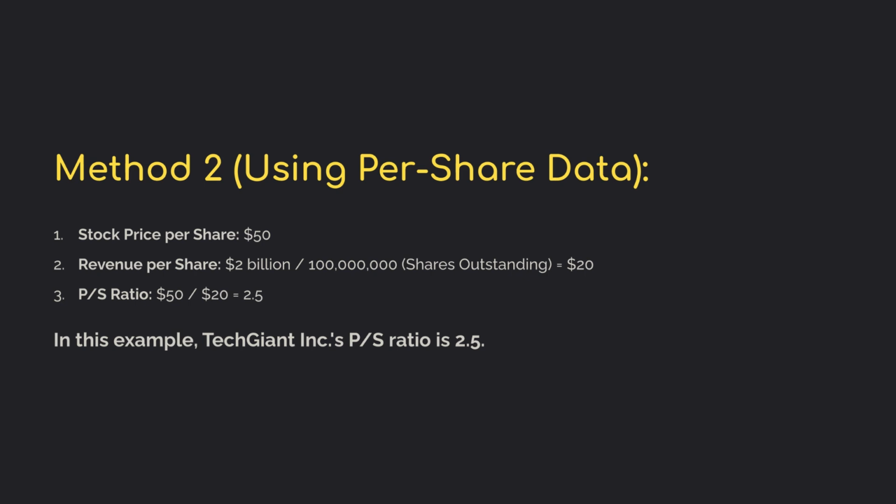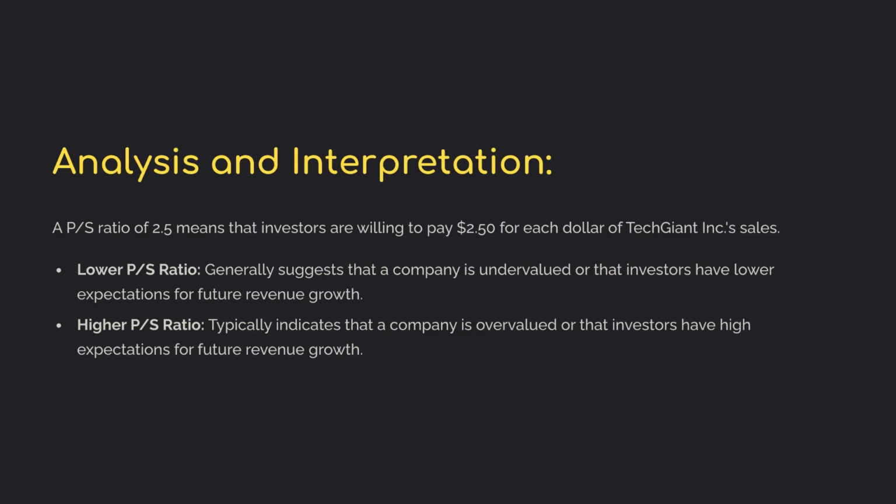Method 2, using per share data. Stock price per share, $50. Revenue per share: $2 billion divided by 100 million shares outstanding equals $20. PS ratio: $50 divided by $20 equals 2.5. In this example, Tech Giant Inc.'s PS ratio is 2.5. Analysis and interpretation.